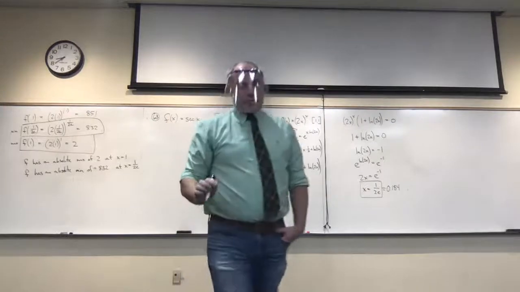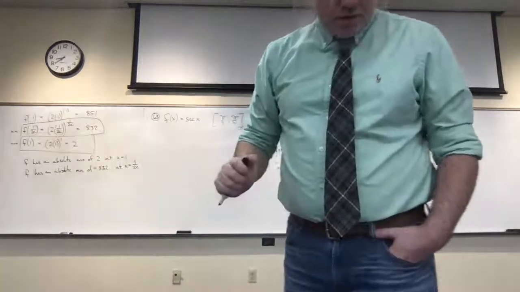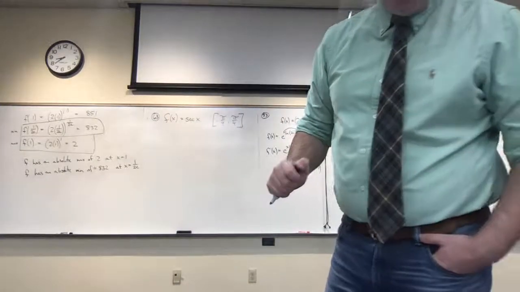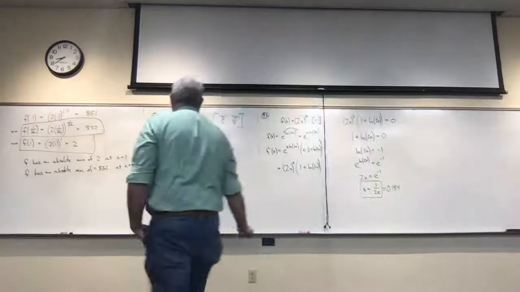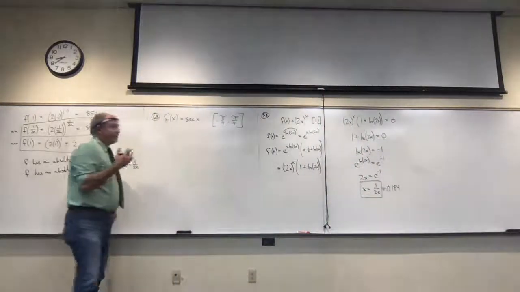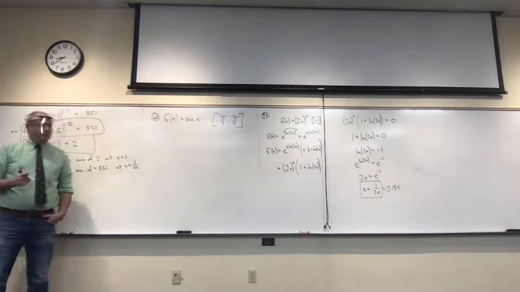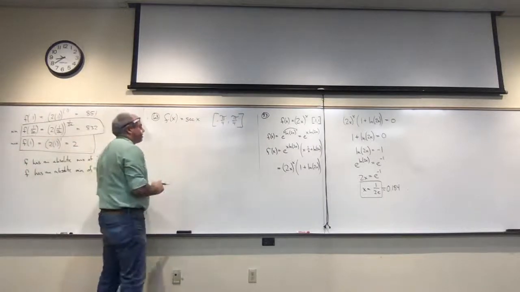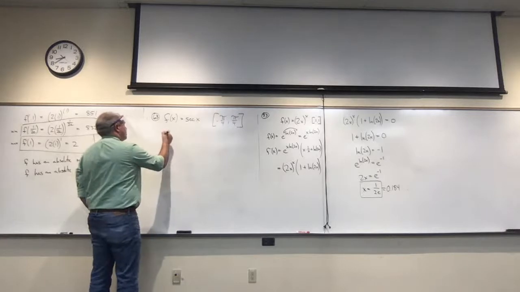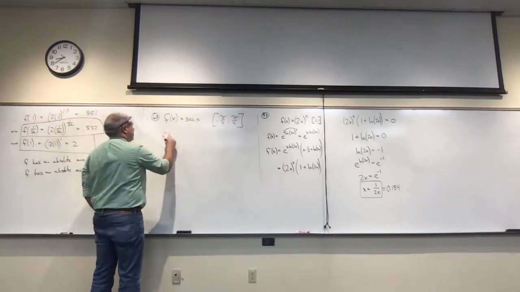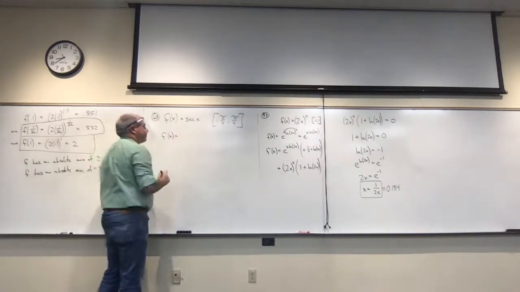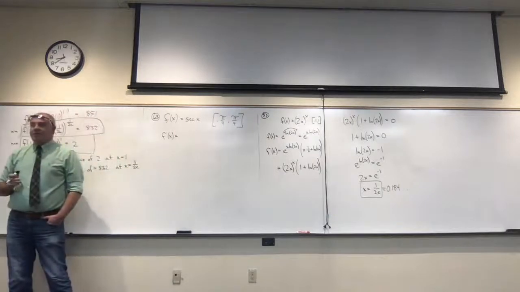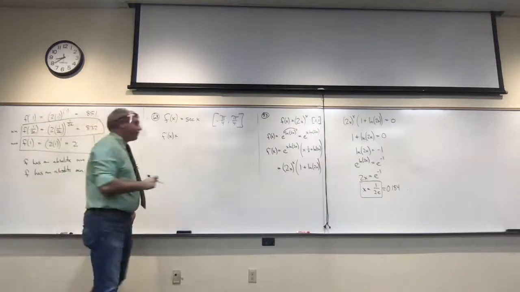So 63. Secant of x. Okay, good. All right. So similar thing, take a derivative, find all the critical points, and then test the critical points and the endpoints into the original function. So we've got f prime of x. What's the derivative of secant of x? Yes, secant of x tangent of x.